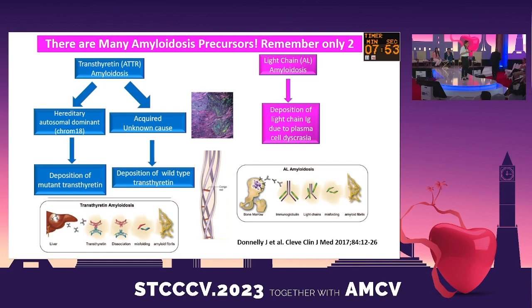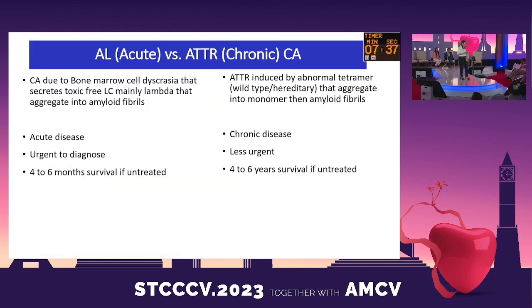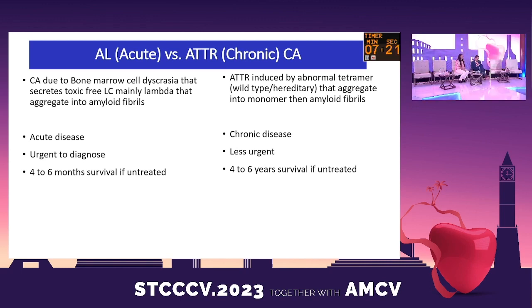Basically, you have a monoclonal plasma cell population in the bone marrow that produces a toxic monoclonal component, the M component, which takes the form of light chain. Light chains are very toxic for the heart and for the organism, and they misfold and give amyloid fibrils in many organs. Again, I'm telling you this is very important. Please remember, light chain amyloidosis is an acute disease. It kills people. It has to be treated and it needs to be urgently diagnosed because the survival is 4 to 6 months if the patient presents already with heart failure.